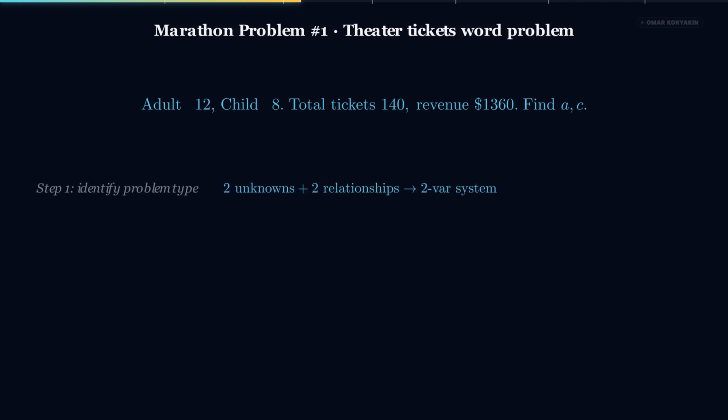Step 1. Identify the problem type. 2 unknowns, 2 relationships in the story. Ask for both quantities. This is a 2-variable linear system word problem, skill 7 combined with skill 2 or 3. Step 2. Define decision variables. Let A equal the number of adult tickets sold and C equal the number of child tickets sold, both non-negative integers in this real-world context.